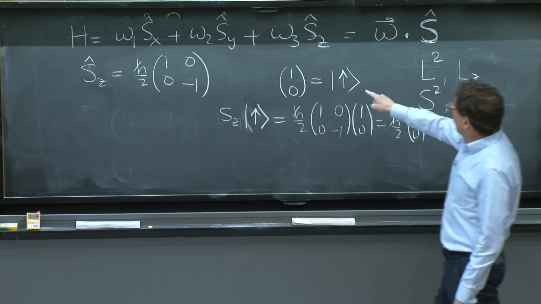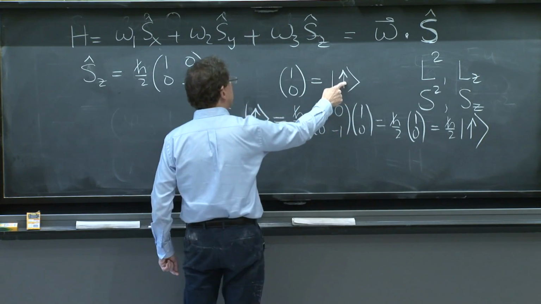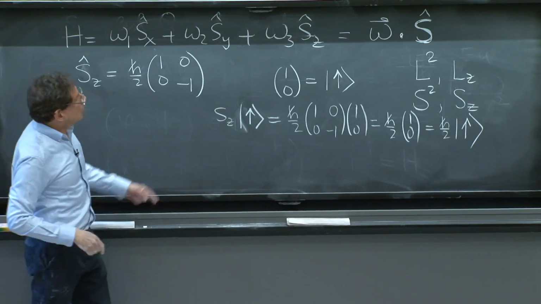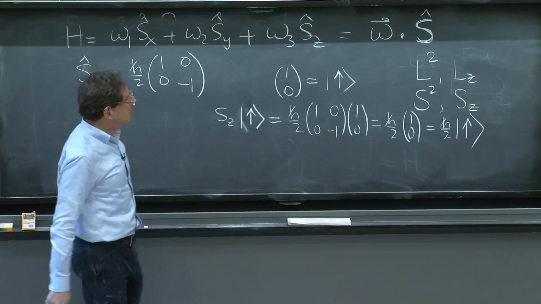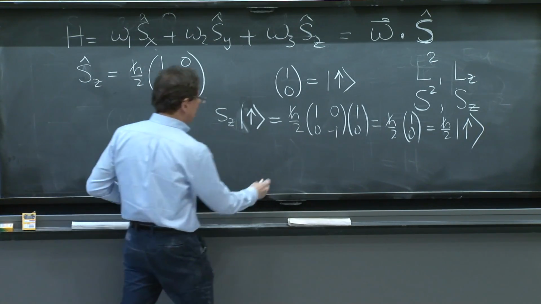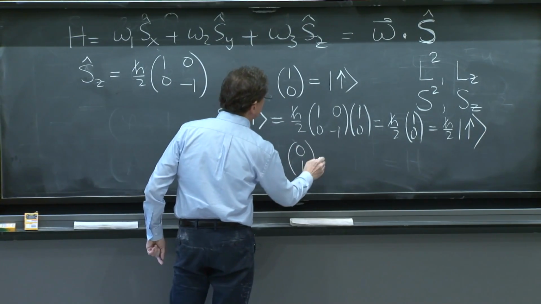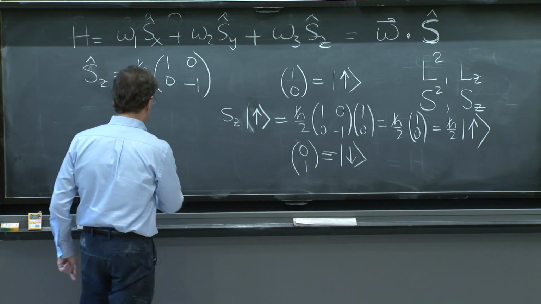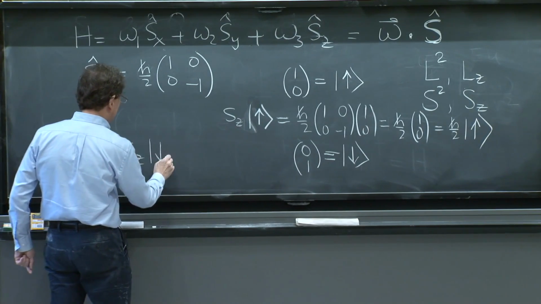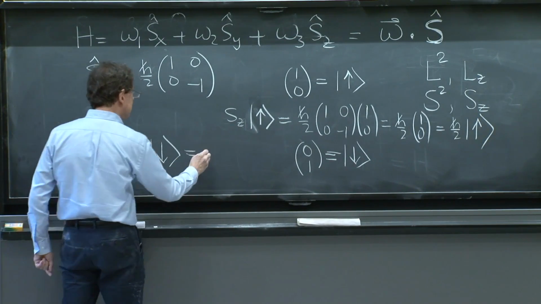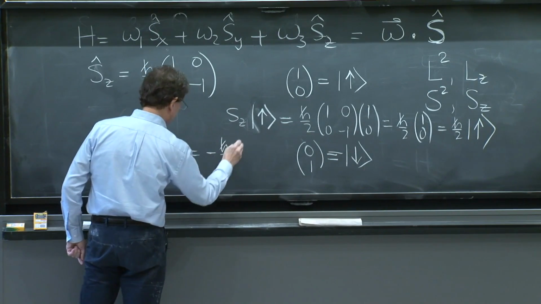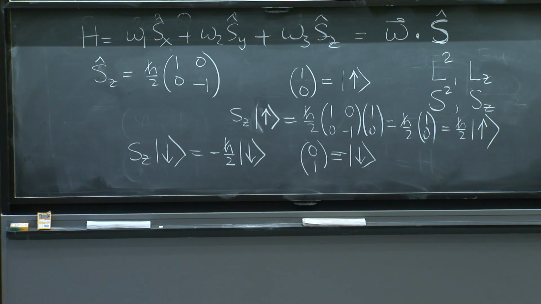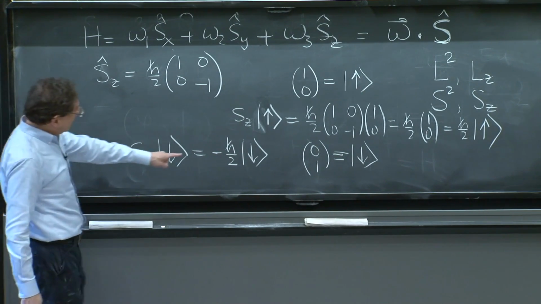So this thing, we call it up because it has up component of the z angular momentum. So it's a spin up state. What is the spin down state? It would be (0, 1). It's the spin down, and SZ on the spin down is also an eigenstate, this time with minus h bar over 2 times spin down. And we call it spin 1/2 because of this half.